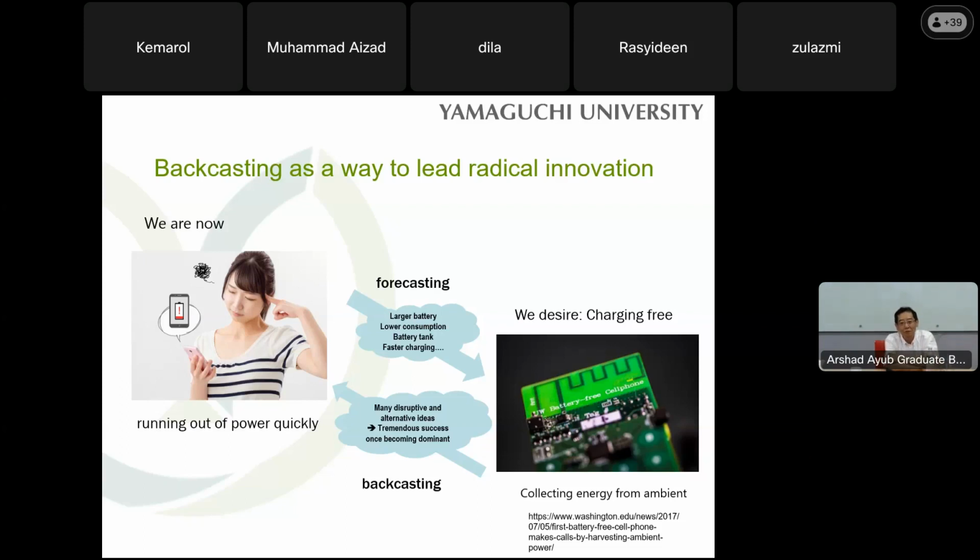But if you adopt the backcasting approach, you may have one fundamental question, or one fundamental challenge we have to solve. Why do we have trouble running out of power quickly? The reason is very simple: we have to charge. So if we don't need to charge, we don't need to have that problem.